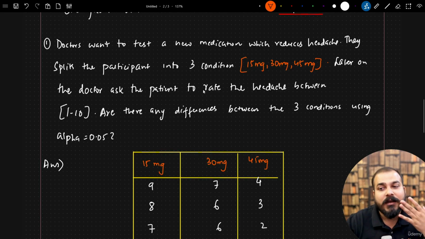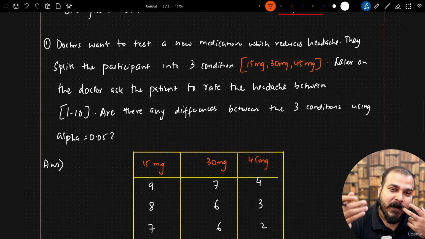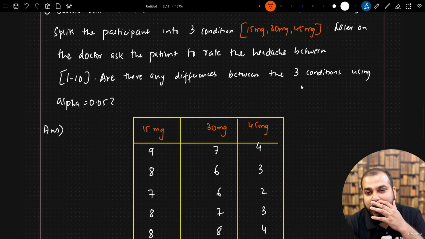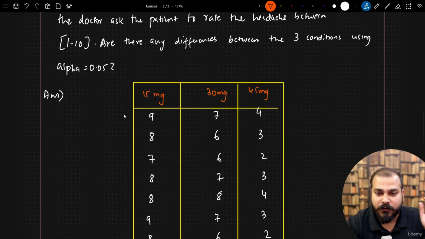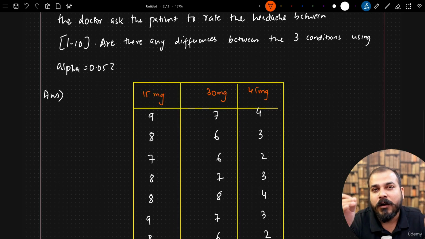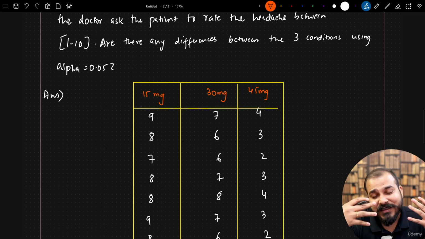Now later on, the doctor asked the patient to rate the headache between 1 to 10. If they rate 10, that means the headache is completely gone. If they rate 1, the headache is there. Are there any differences between the 3 conditions using alpha as 0.05? This alpha is super important because we will find the value of F and refer to the F table to find the critical value also.